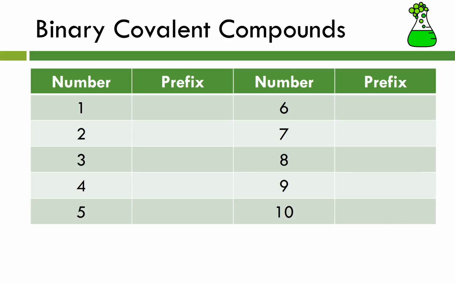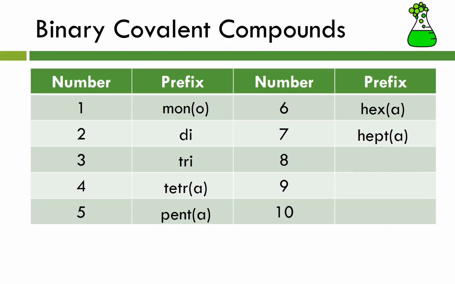So as I was saying before, from your reading last night, hopefully you got the prefixes, but just to review, the prefix for 1 is mono, and that O is in parentheses because sometimes it can be dropped. We'll talk about when that comes up later. 2, di. 3, tri. 4 is tetra. 5, penta. 6, hexa. 7, hepta. 8, octa. 9, nona. And 10 is deca.